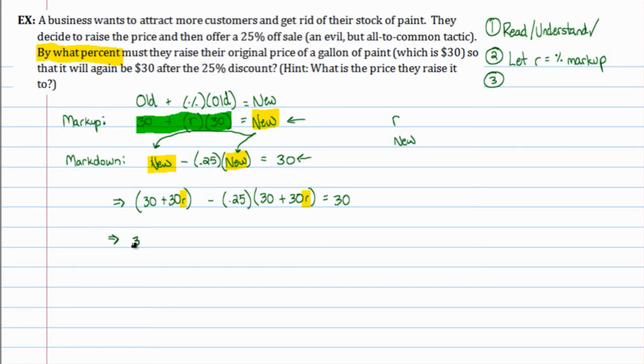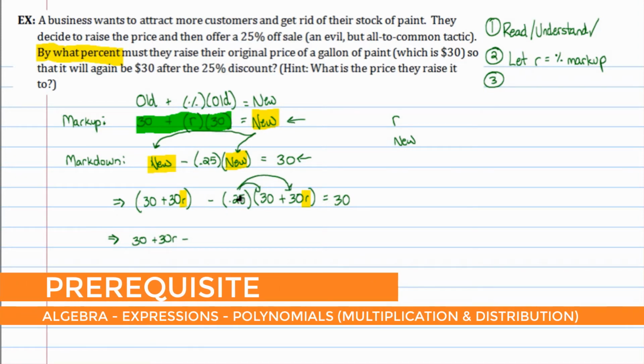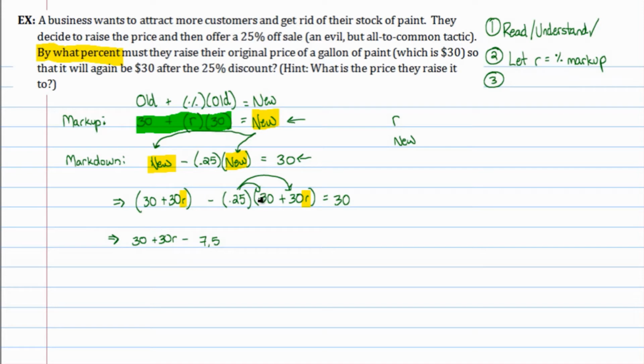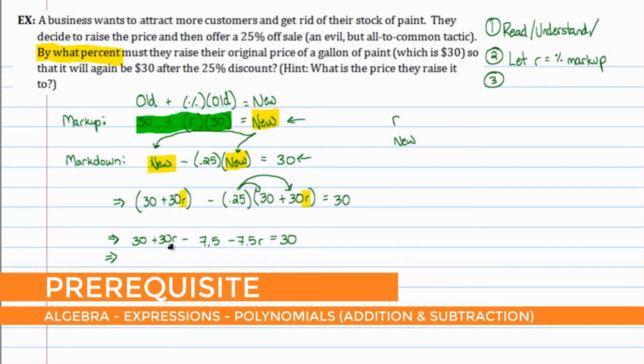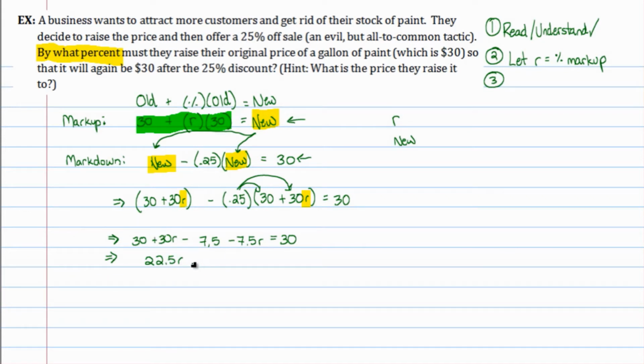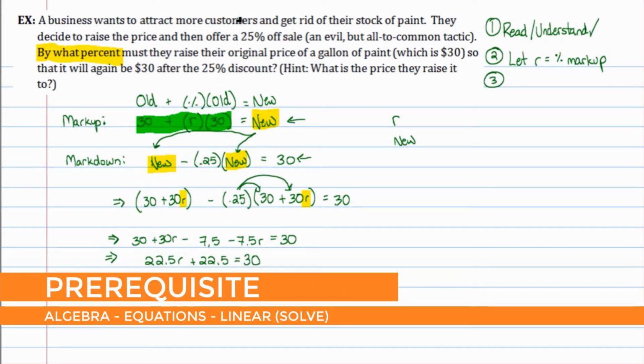So we'll clean up each side, minus, and then I'm going to distribute this 25% here. I think that it's going to be 7.5. And remember, the negative also distributes, so it's going to be a negative 0.25 times 30, and another negative 0.25 times a positive 30r. So that's also going to be a negative 7.5r. Combine like terms. 30r minus 7.5r is 22.5r, and then 30 minus 7.5 is again 22.5. Subtract the 22.5 from both sides.